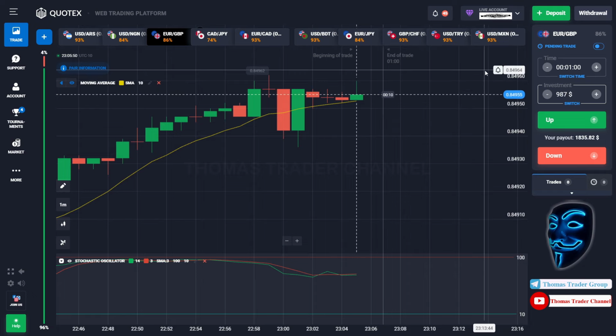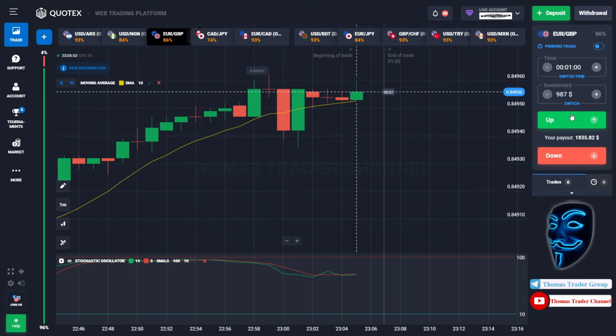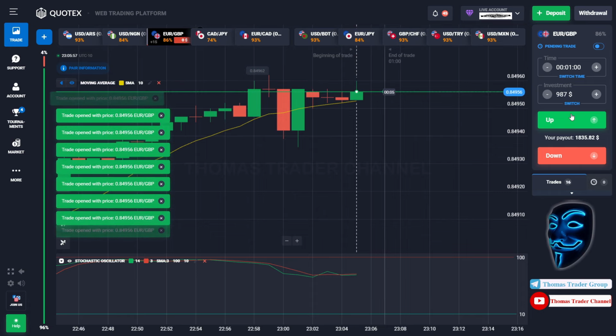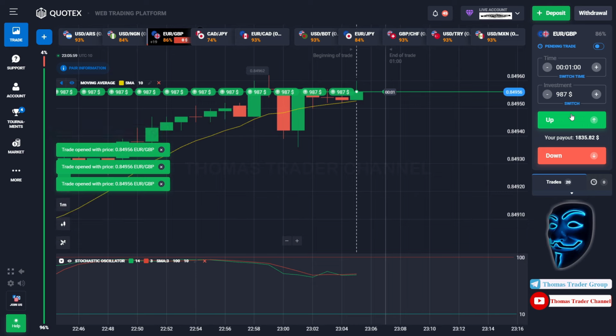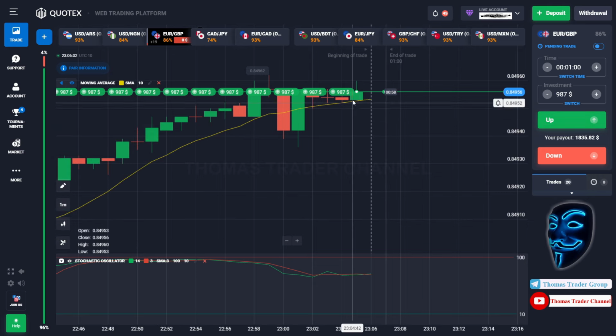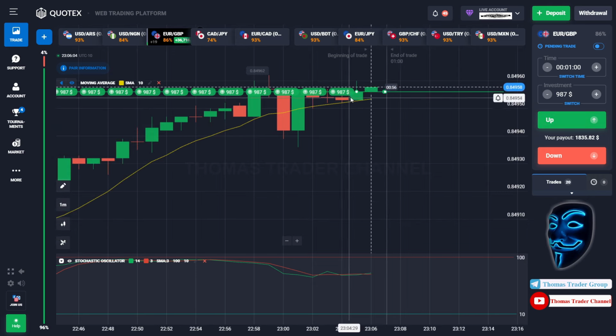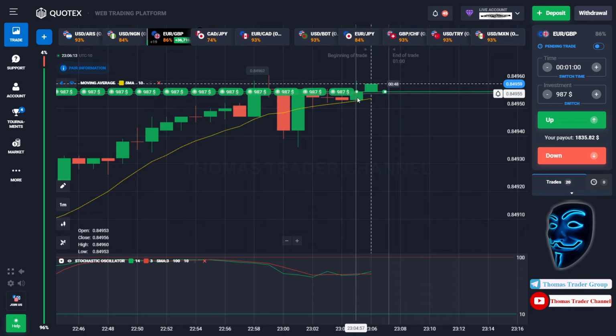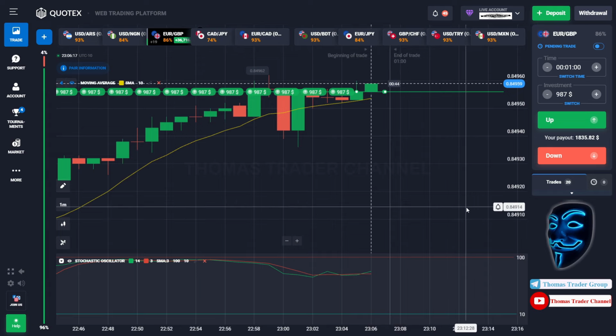And over here we still can open buy for 1 minute. Like what I said before, when the market touches the moving average line, the market will make a rebound and it will continue the bullish trend. Let's prove it and let's wait till the end of our trade.